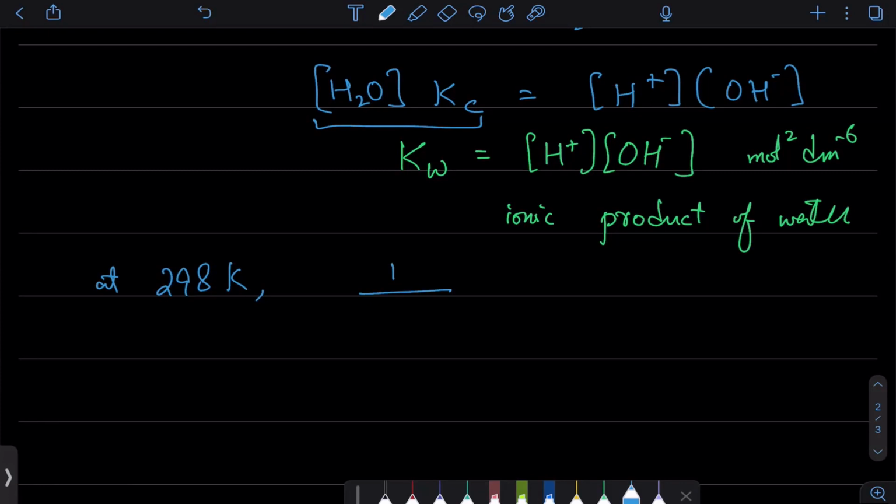Can anybody tell me how many zeros are there in 10 million? 7. Interesting. What is the pH of water at room temperature? It's the same 7. So there was this guy, Sorensen. He was looking at these numbers.